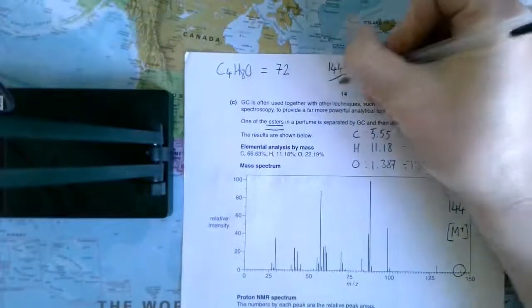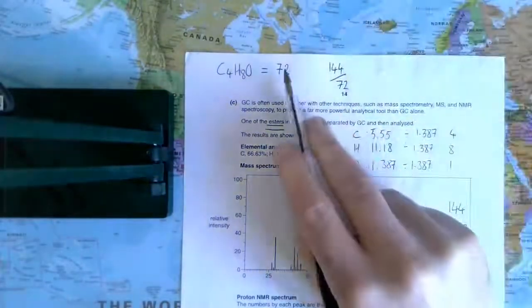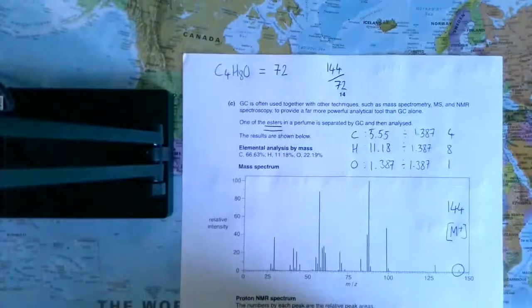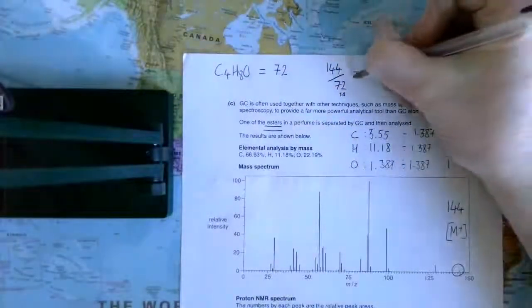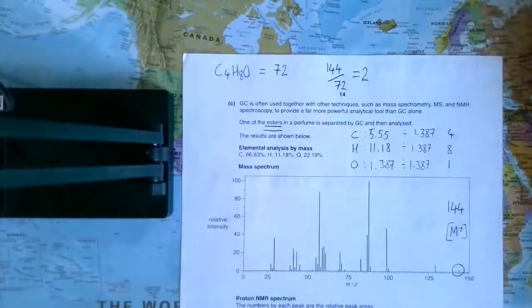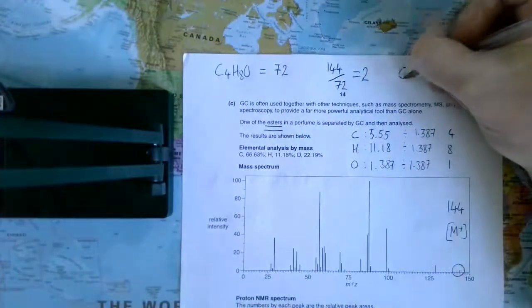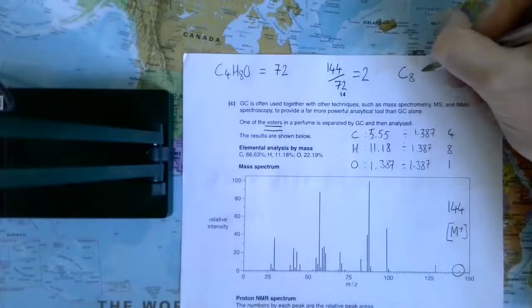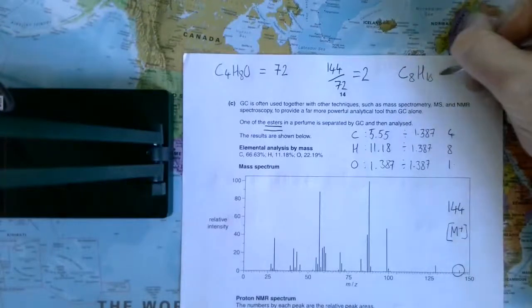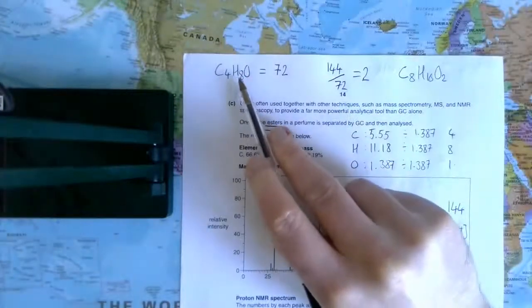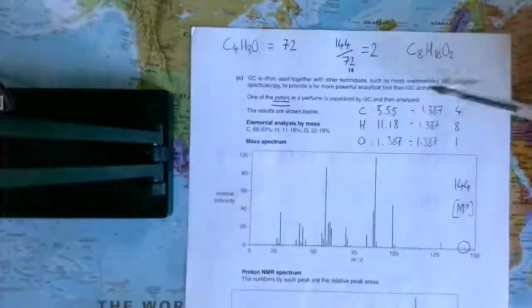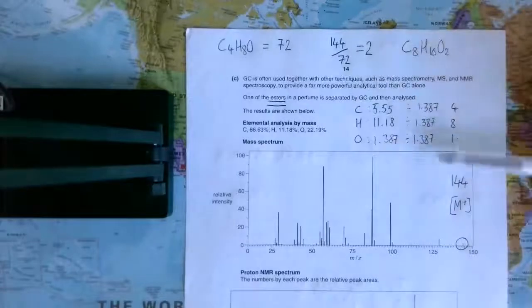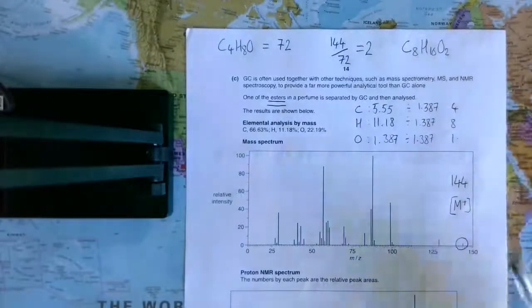is divide the molecular ion by the mass of one of the empirical formulae, just to see how many of those units fit in there. Hopefully some of you have already spotted that that is 2, so therefore the molecular formula is C8H16O2, because we're multiplying all of this by 2. So that's the marks that we're going to pick up for using the elemental analysis and the mass spec here.